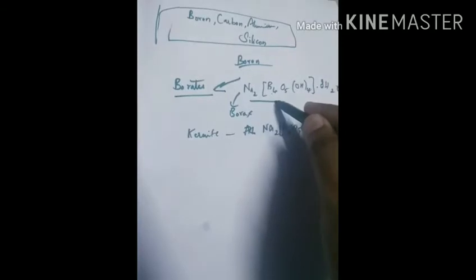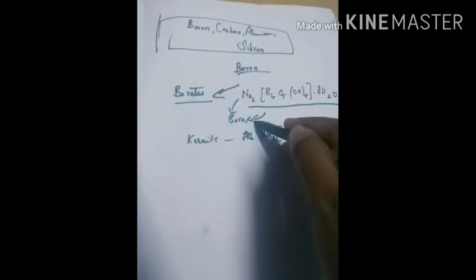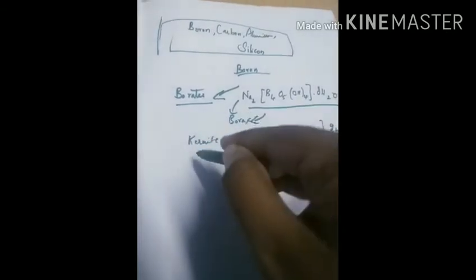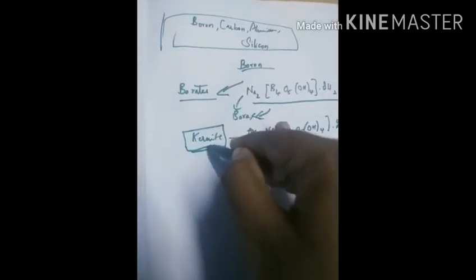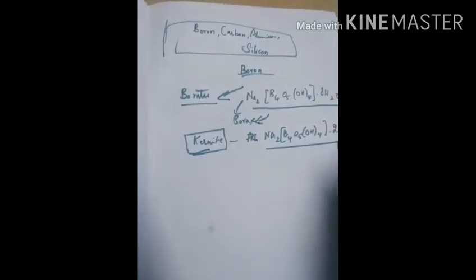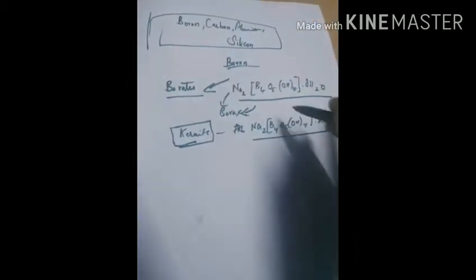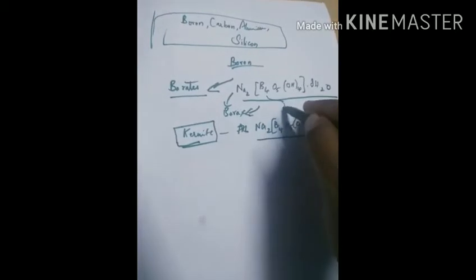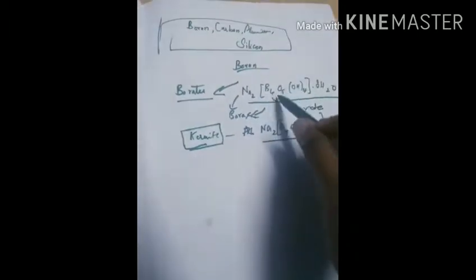Boron basically exists only in borate form. For example, this is one borate, named borax. Another source from which we can extract boron is kernite. It exists in borate form. So this is called borax, and this is called kernite.